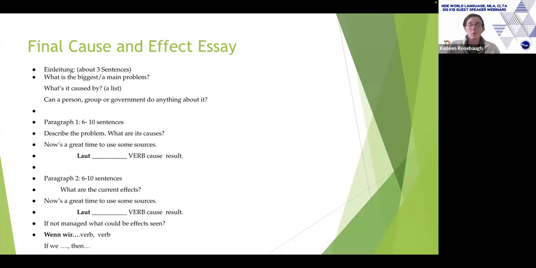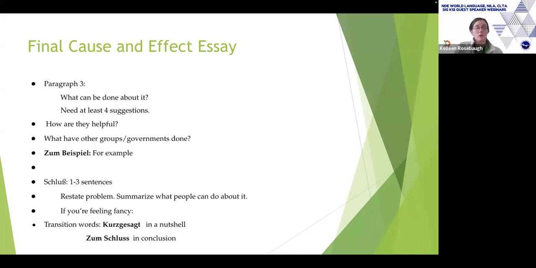Their second paragraph, what are the current effects of this issue? Other sources that might be attached to that. If it is not managed, what effects could continue, like how could it get worse? If we don't do this, then this is going to happen. Or if we continue to do this, this might happen. So talking about cause and effect.